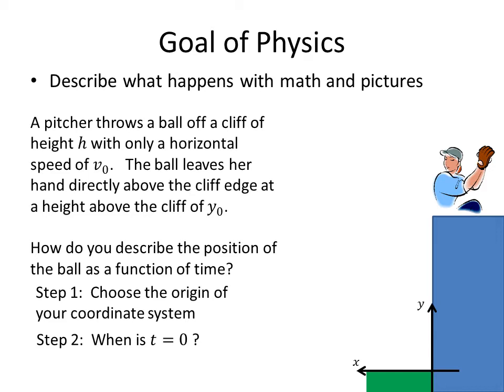We also have to choose when the time is equal to 0. Not only the position is equal to 0, but when is time equal to 0. And a good choice for the time equal to 0 is the moment when she releases the ball. Because again, once she releases it, she's not affecting it.